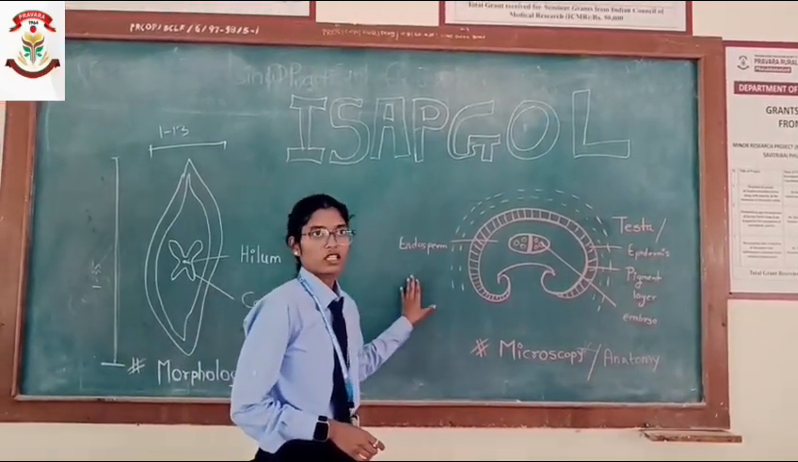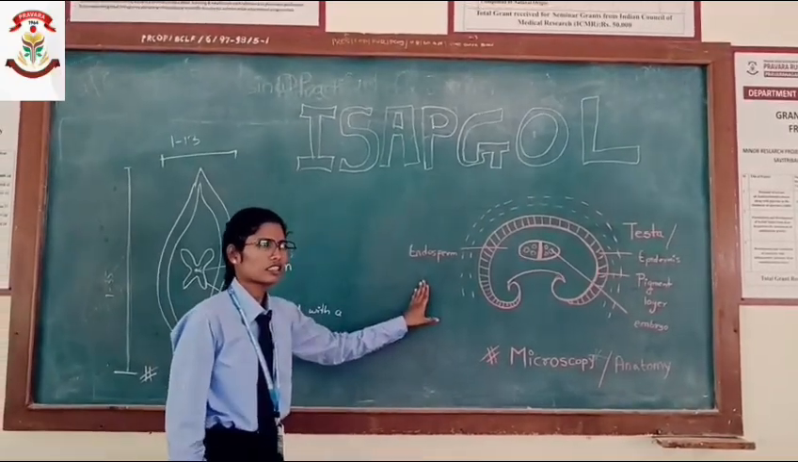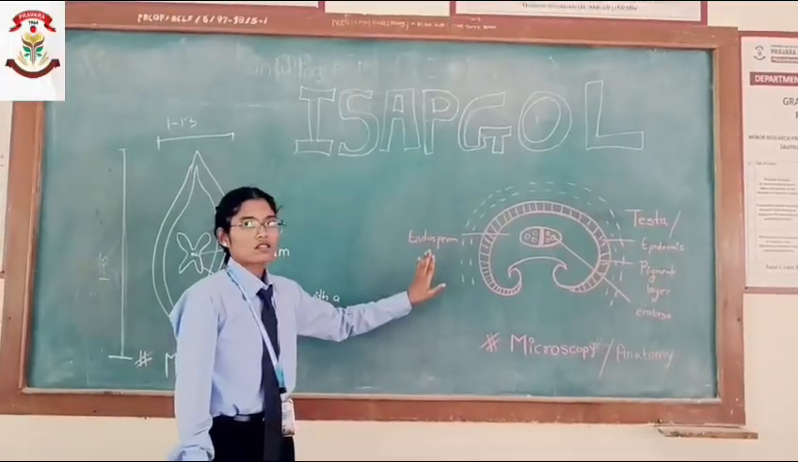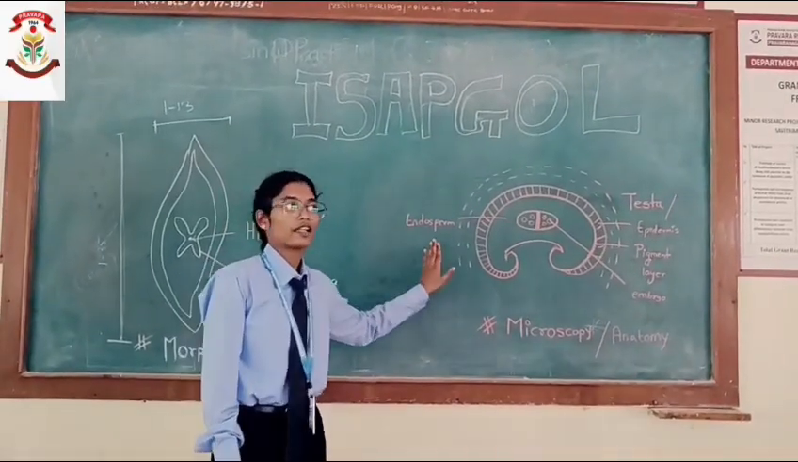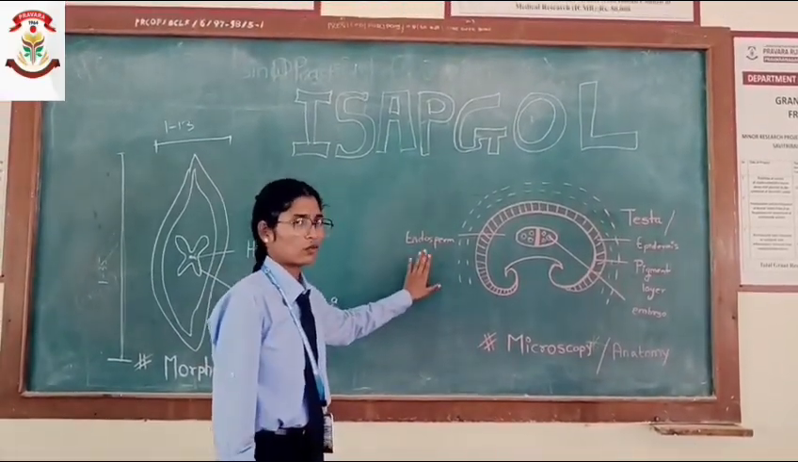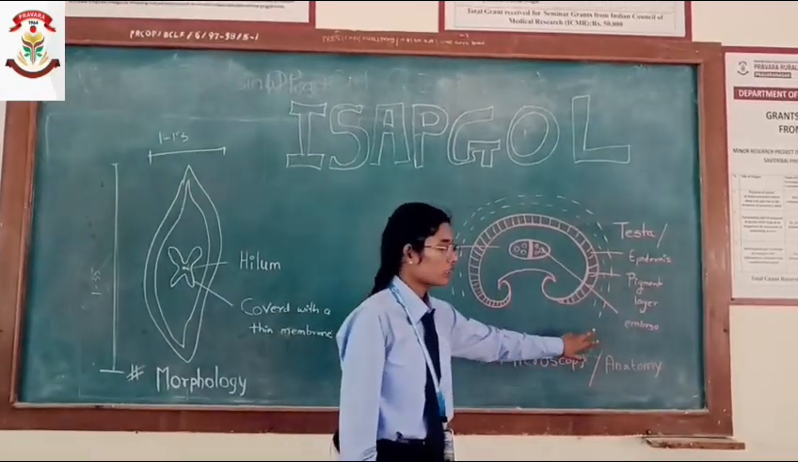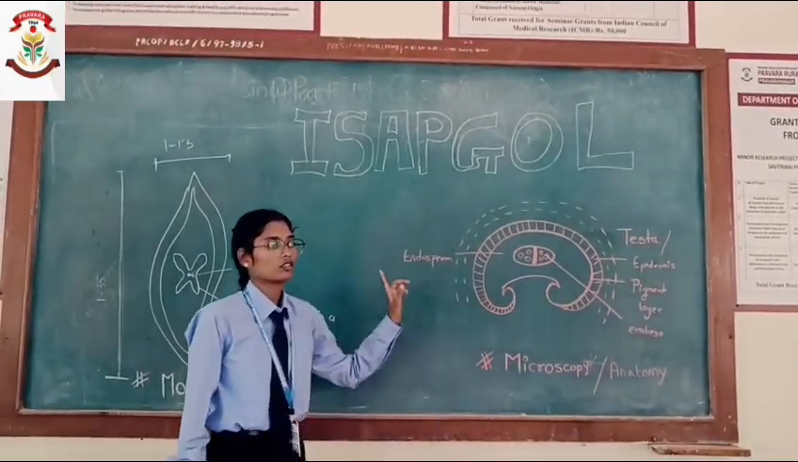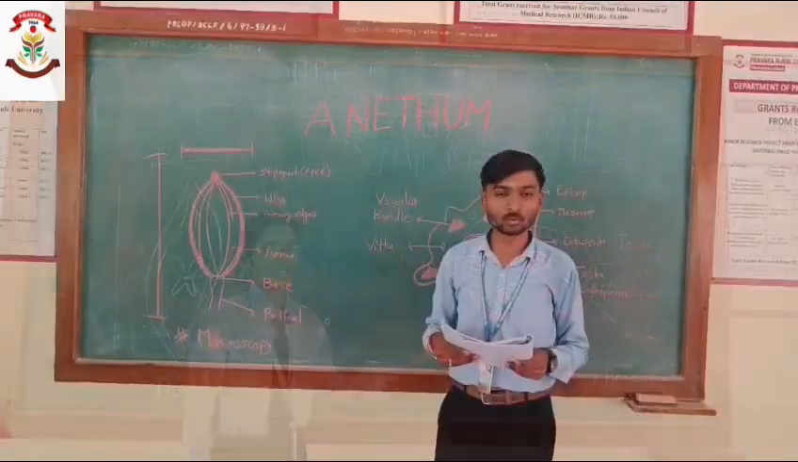Then endosperm, it is hard cells and thick. Endosperm consists of hard cells with thick walls containing oil globules, and next is the embryo. It consists of two cotyledons with oil globules.